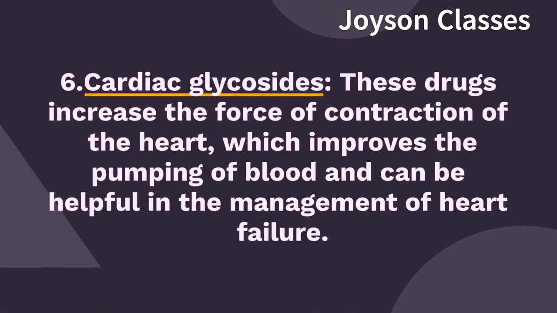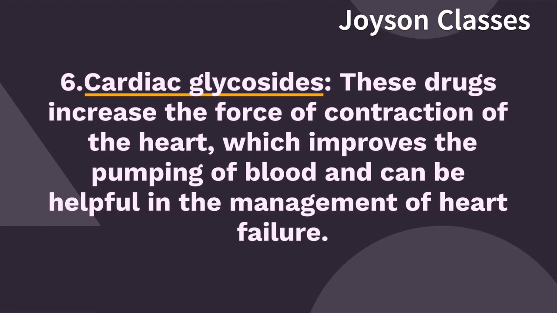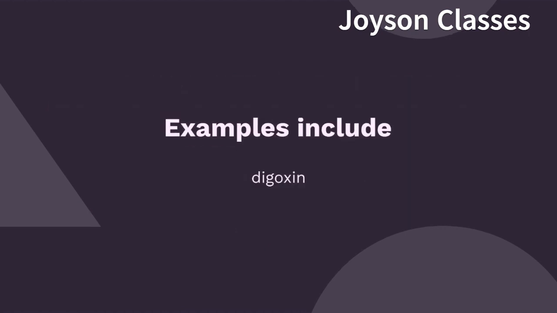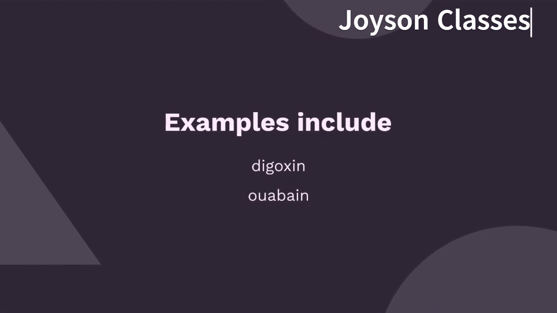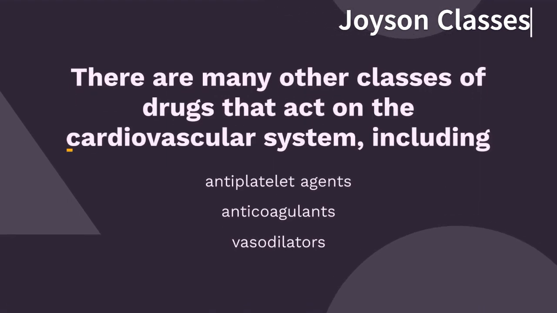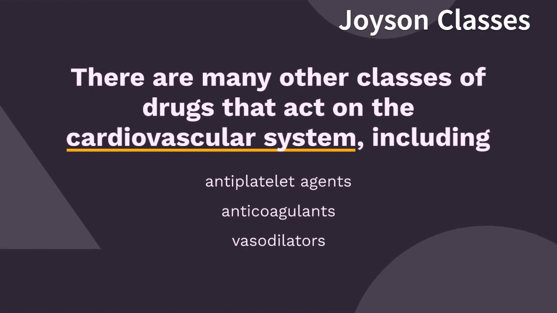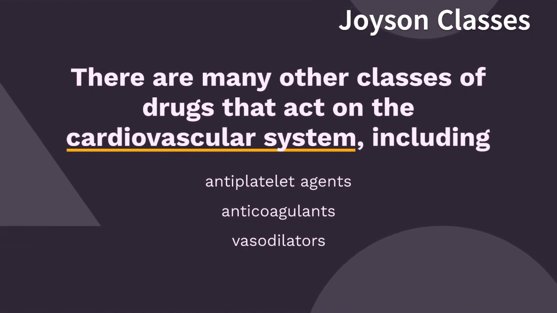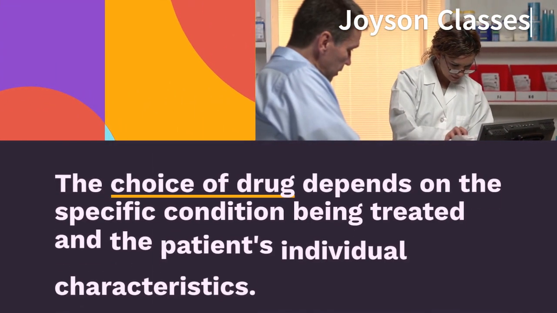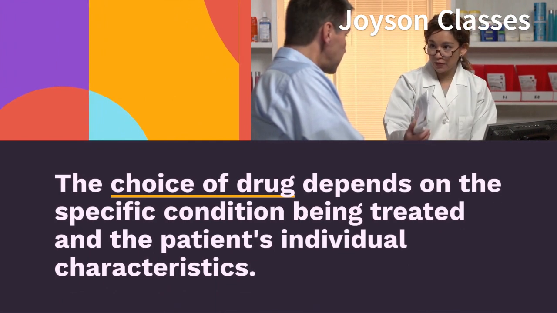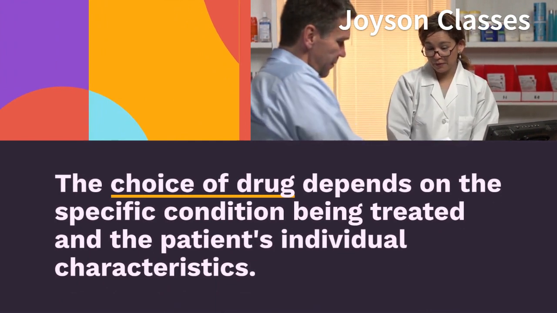6. Cardiac glycosides. These drugs increase the force of contraction of the heart, which improves the pumping of blood and can be helpful in the management of heart failure. Examples include digoxin, ouabain. There are many other classes of drugs that act on the cardiovascular system, including antiplatelet agents, anticoagulants, vasodilators. The choice of drug depends on the specific condition being treated and the patient's individual characteristics.